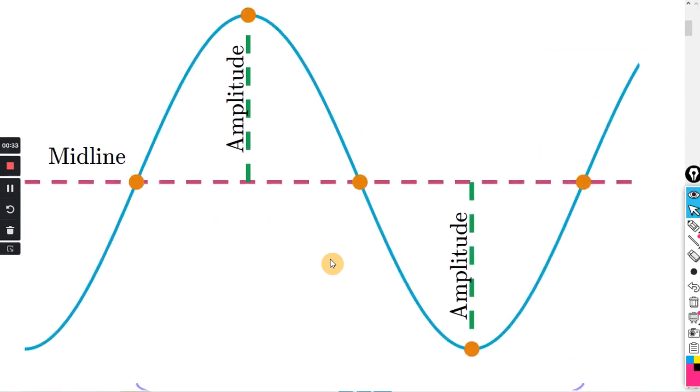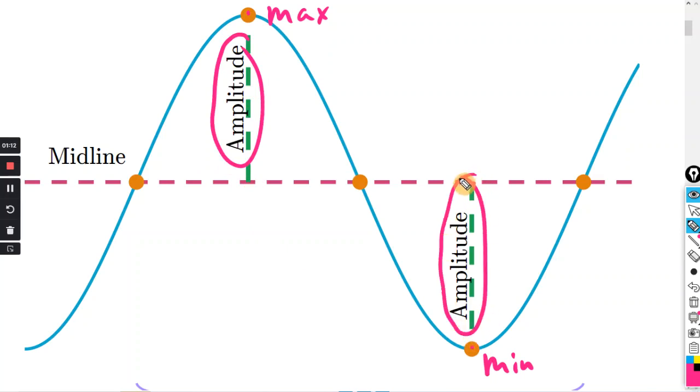So just looking at our graph, the part in blue is our function or sine wave. Okay, the midline is right in the middle of that function. And as you can see, the amplitude is basically half the distance between the maximum, which would be this point, and the minimum, which would be this point. So if you travel from the maximum to the midline, that distance would be the amplitude. Same thing if you went from the minimum to the midline. Again, that distance would just be the amplitude.